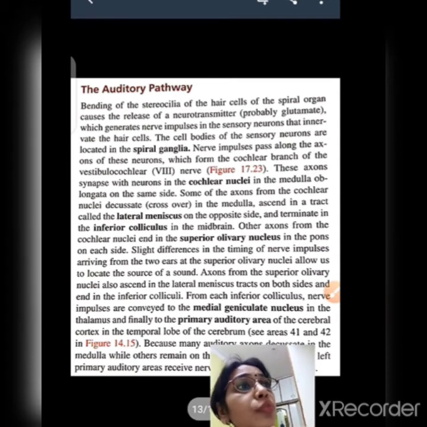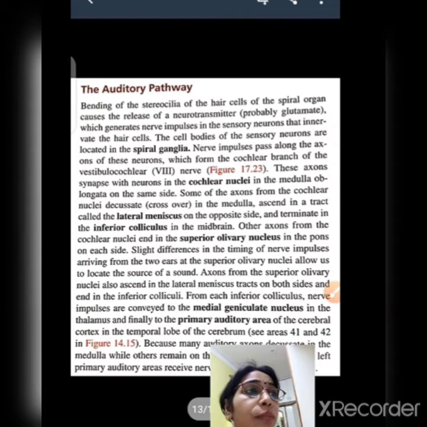The axons from the superior olivary nuclei also ascend in the lateral lemniscus tracts on both sides and end in the inferior colliculi. From each inferior colliculus, nerve impulses are conveyed to the medial geniculate nucleus in the thalamus and finally to the primary auditory area of the cerebral cortex in the temporal lobe of the cerebrum. Because many auditory axons decussate in the medulla while others remain on the same side, the right and left primary auditory areas receive nerve impulses from both ears.